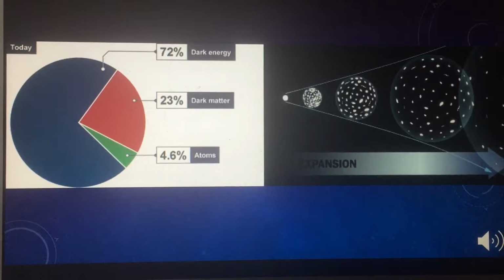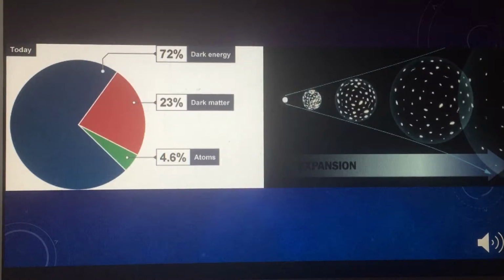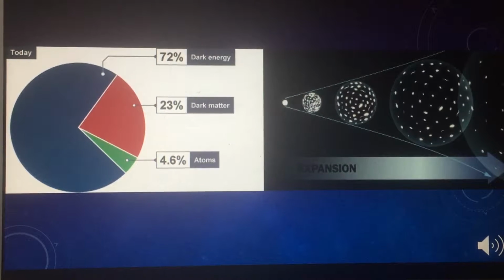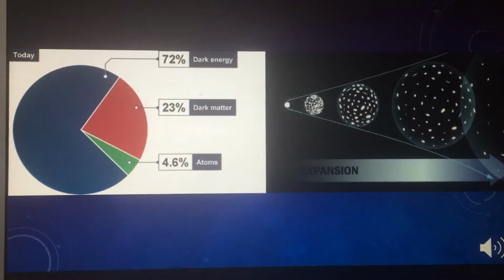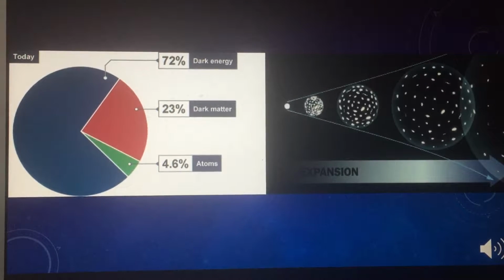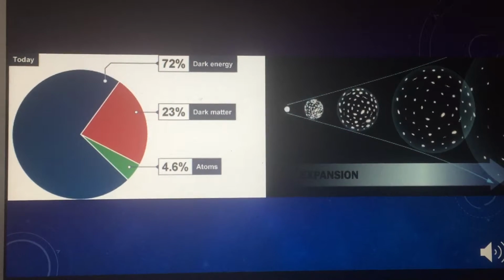Notice in this pie chart that there is much more dark energy in the universe than dark matter. This means that the universe is expanding. It has been calculated that we only have 25% of the dark matter needed to stop this expansion of the universe. So what does this mean for our universe?